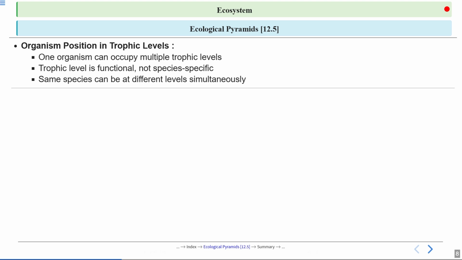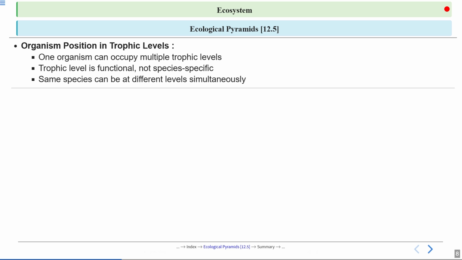Now, the same species can be at different levels simultaneously. It's important to realize that even individuals of the same species can be at different trophic levels at the same time. For example, some humans might eat only plants, meaning they are vegetarian, acting as primary consumers, while others eat both plants and animals, so they are omnivores.